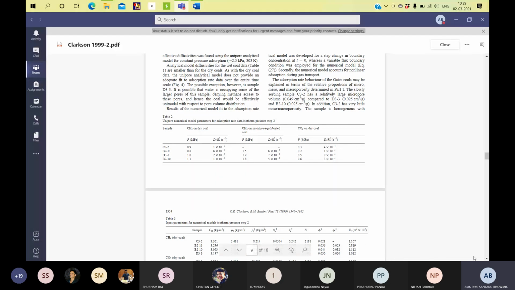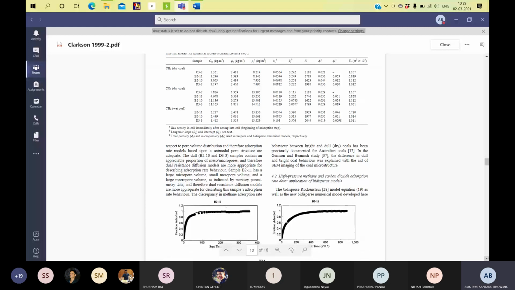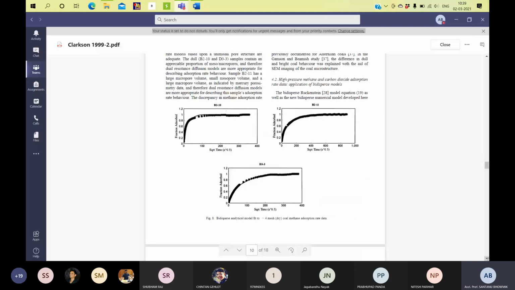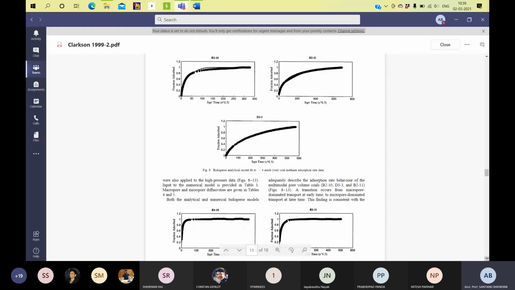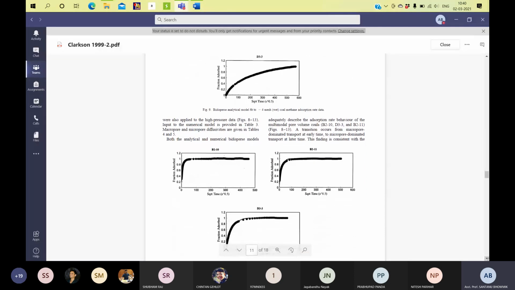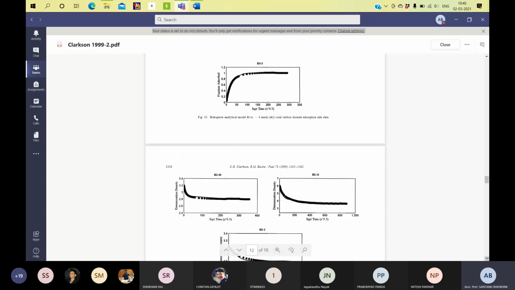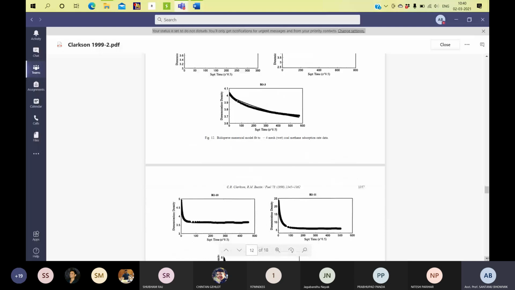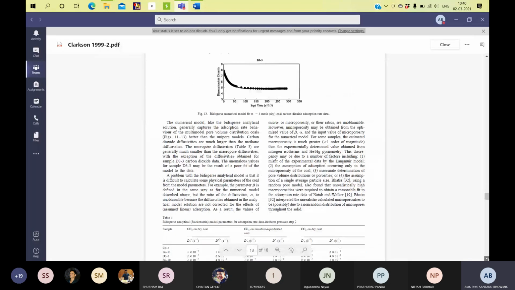And finally, with the bidisperse pore modeling, okay, they have also shown what the input parameters are, and these are the results. So you can see that the bidisperse pore modeling explains the experimental data much more accurately than the unipore modeling, because you can see the experimental data and the modeling data are almost superimposed. Okay, so these are the gist of this experiment. Okay, and these are the data.